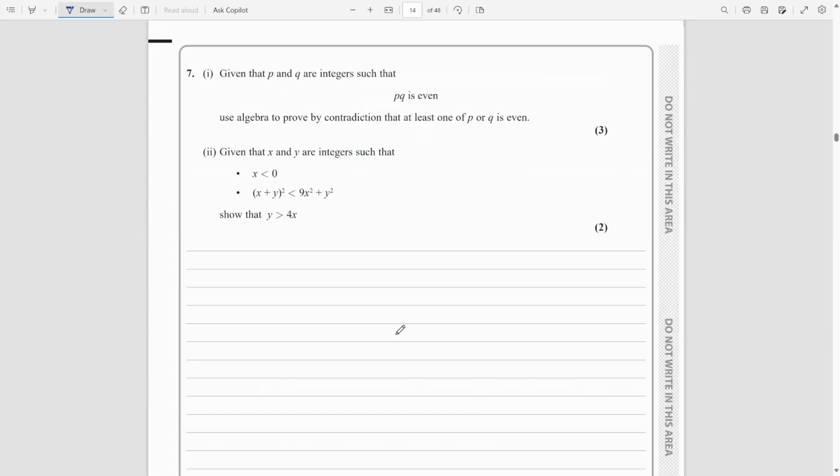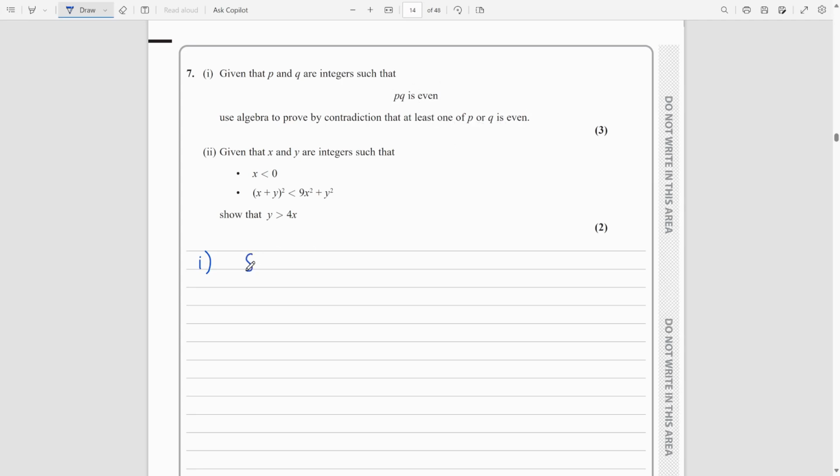Okay, question 7. Given that p and q are integers such that pq is even, use algebra to prove by contradiction that at least one of p or q is even. So the first thing to do in a proof by contradiction is to assume it's false. So what do we need to assume? We need to assume that pq is even, because that's just given. We need to assume that the opposite of this is true, so not at least one of p, q is even, that is, they're both odd.